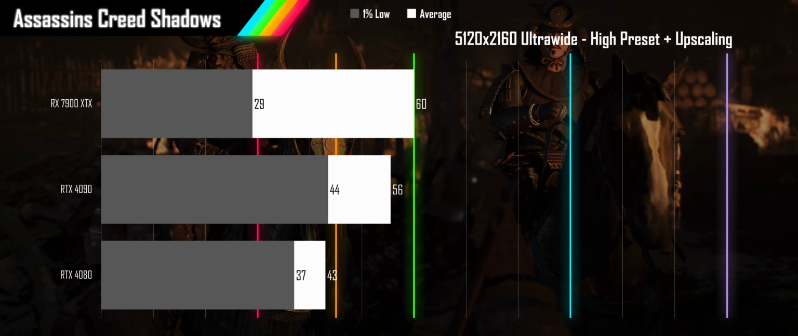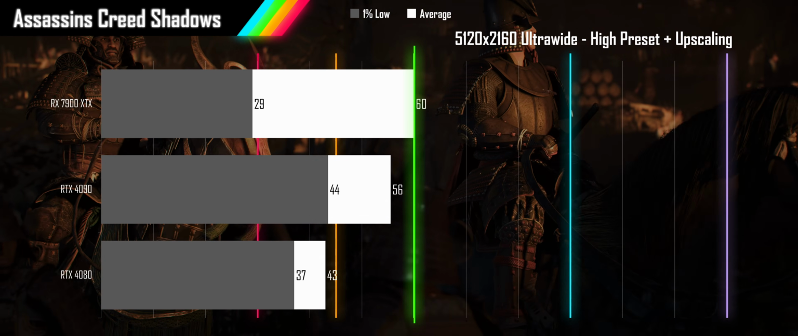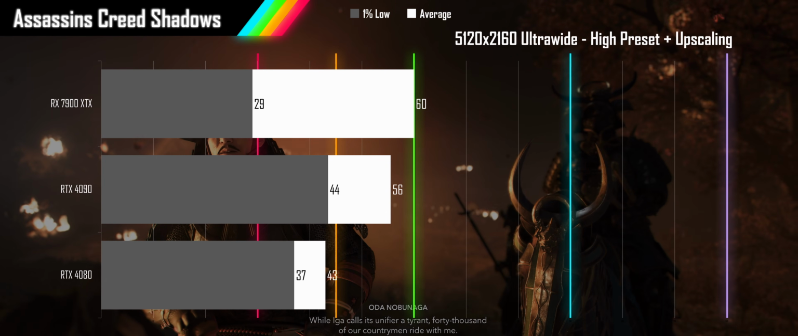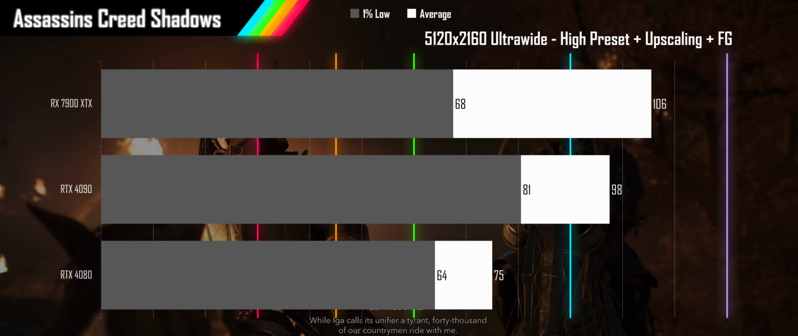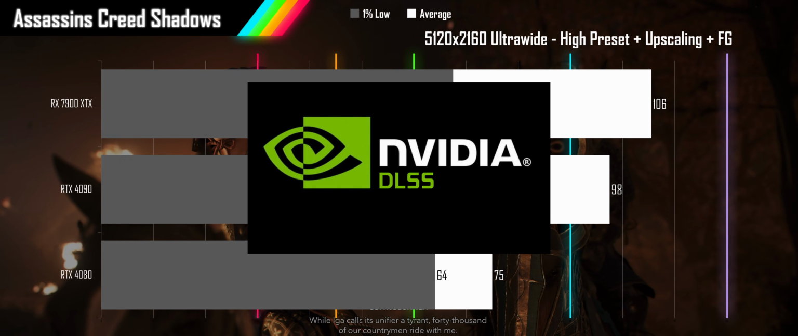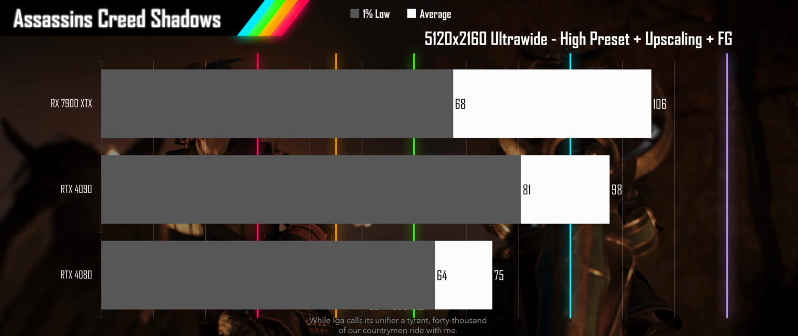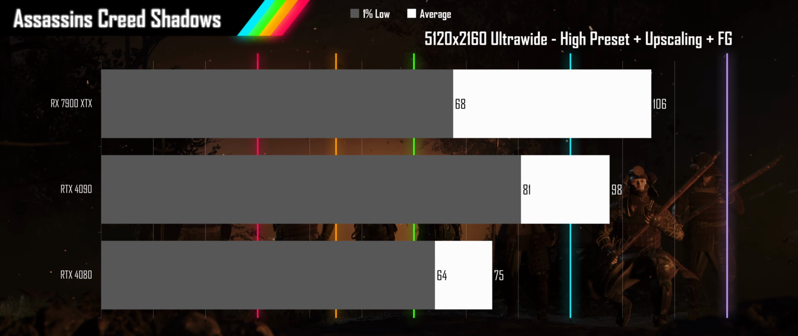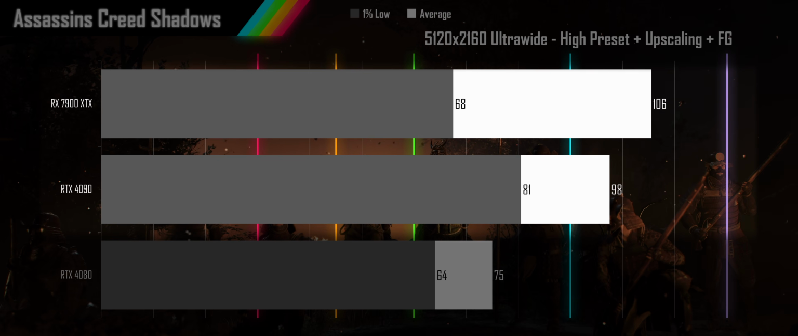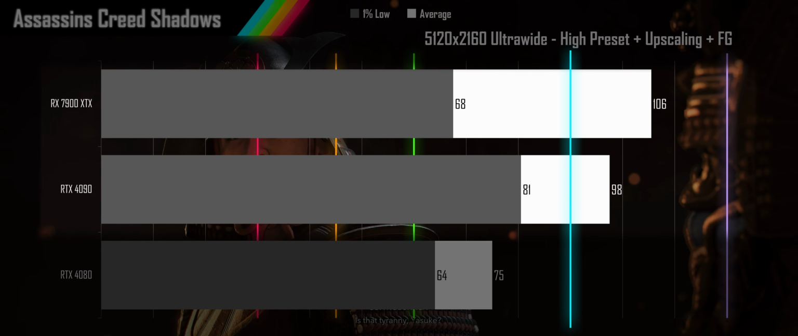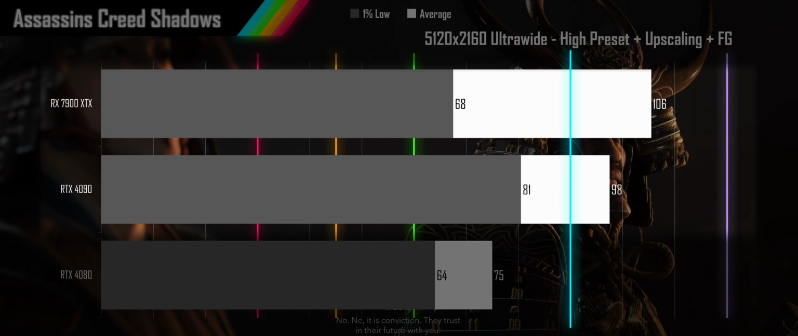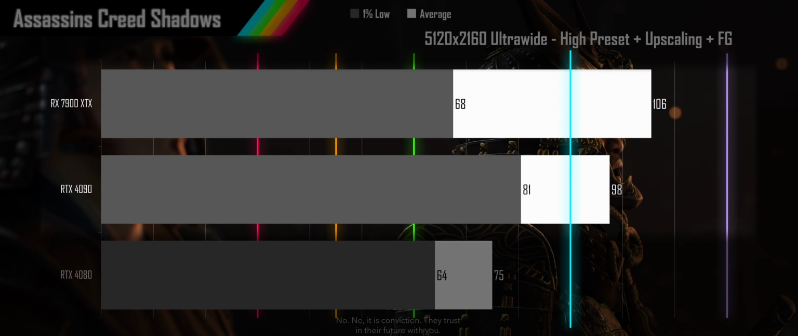Finally, with one of our cards clearing the 60 FPS mark, we can turn on frame generation to see what kind of performance jump we get. Assassin's Creed Shadows has integrated both DLSS and FSR frame gen, so this is one of the few games where the frame gen battle is a fair fight. The 7900 XTX and 4090 see big gains, with both cards clearing the 90 FPS mark for the averages, crossing the line into higher refresh rate territory.